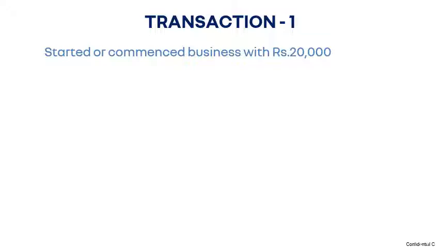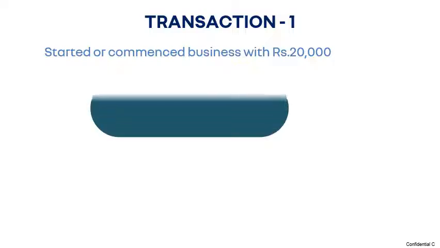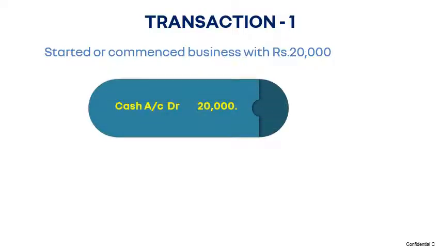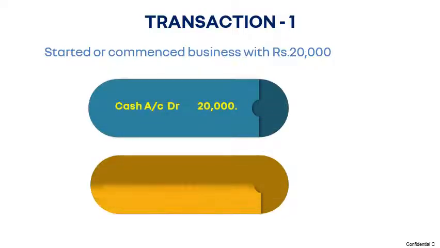Started or commenced a business with 20,000 rupees. Here there are two accounts. One is the cash account, another is the capital account. Started or commenced business with 20,000 rupees is capital. Cash is coming in. Cash is a real account. Capital is a personal account.